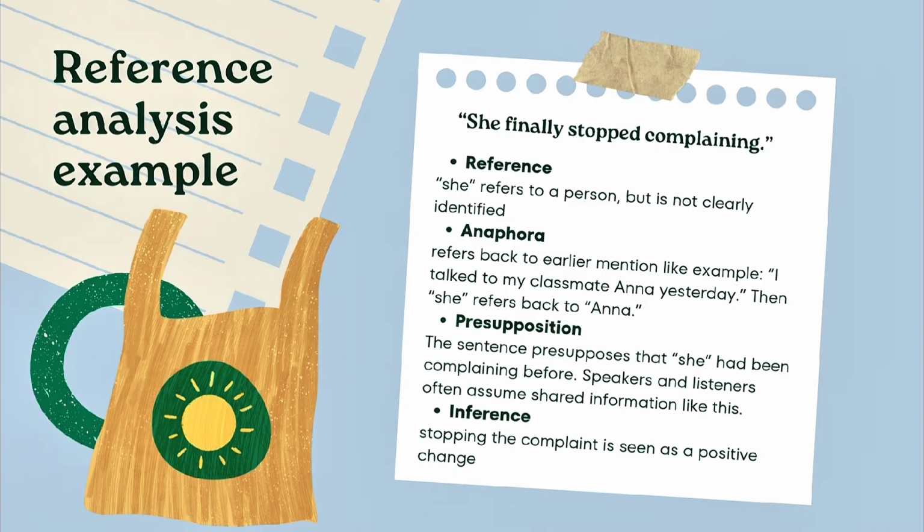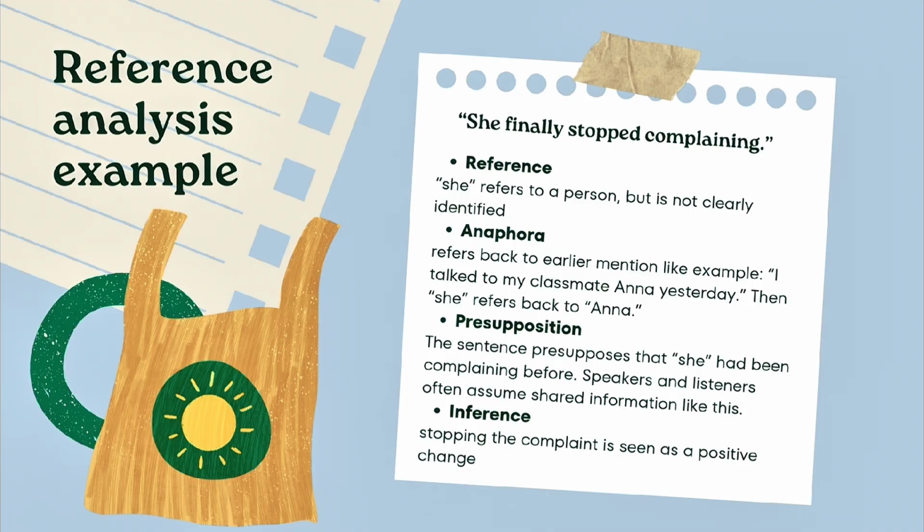First, from anaphora. If this sentence appears after a previous sentence, for example, "I talked to my classmate Anna yesterday," then the word "she" refers back to Anna. This type of backward reference is called anaphora. Second, from presupposition. The sentence presupposes that she had been complaining before. The phrase "finally stopped complaining" implies that the action happened repeatedly in the past. The speaker assumes that the listener already knows or accepts this information.